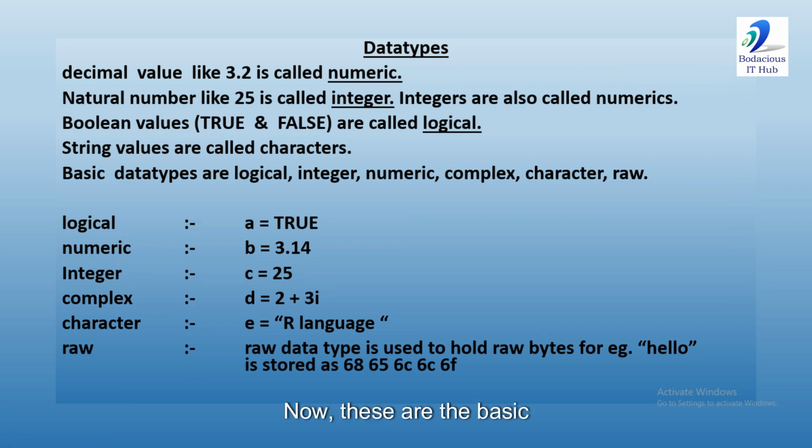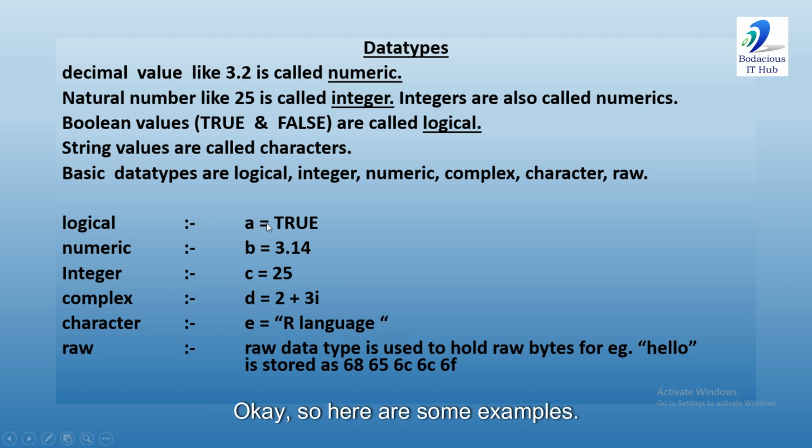Now these are the basic data types of R. Values with fractional part like 3.2, 1.0, these are called numerics, or we can also call double. And values without fractional part are called integers. Integers are also numerics. True and false are logical type values. Strings are called characters in R language. And other than that, there are complex data type, and raw is used to store raw data, means bytes.